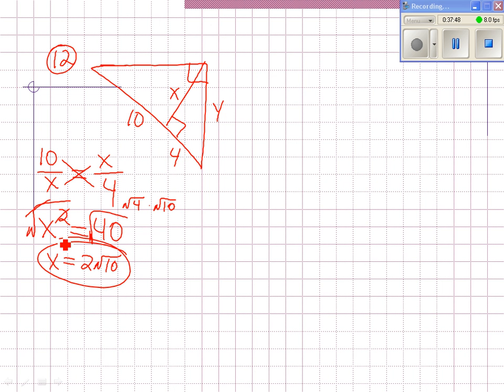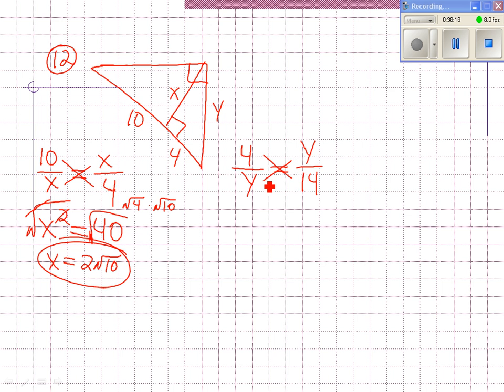This one, they didn't even tell you to find a decimal or anything, so I'd leave it that way. We also need to find Y. Y is a what in this? A leg. So we have to use the other proportion. What's going to go here? Y. How about here? Y. Remember, it's the part hooked to that leg, so what is it this time? 4. And the whole hypotenuse?